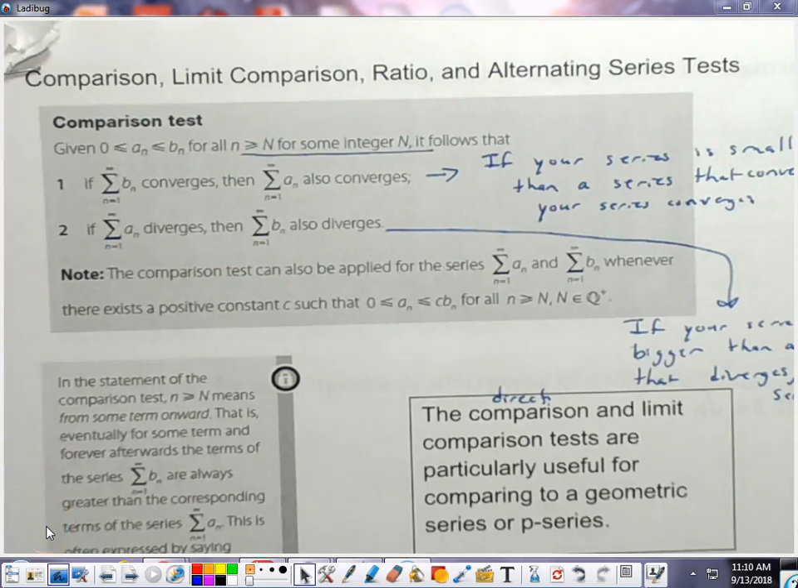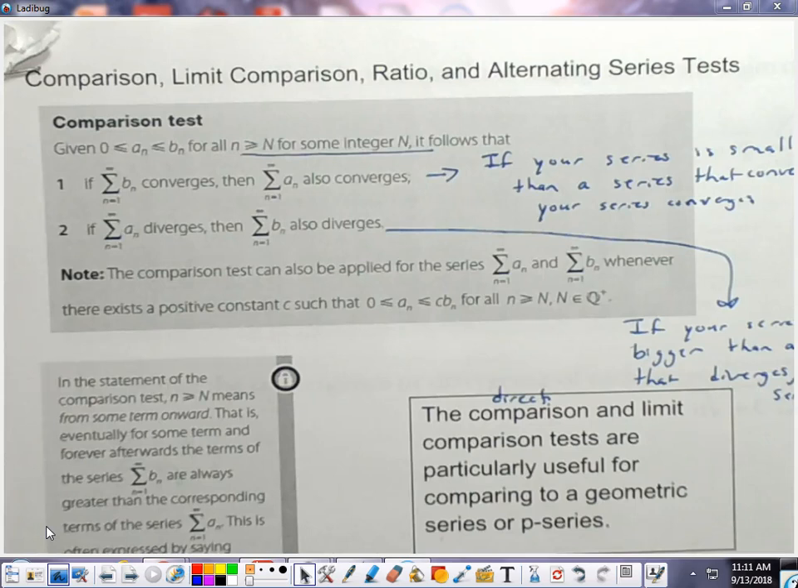Okay, so we're going to learn two series tests today. The first one is the comparison test. For comparison, we're going to compare to a series that we already know how it behaves, and the most well-behaved series that we know are the geometric and the p-series. We're going to learn two today, comparison and limit comparison, and for these, most of the time, we're going to compare to geometric and to p-series.